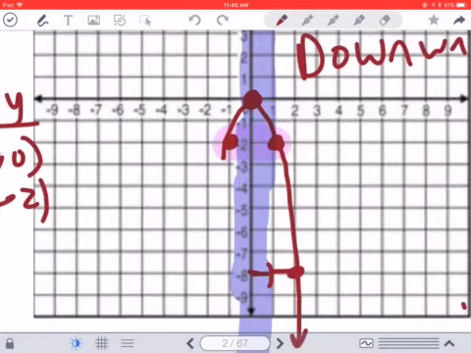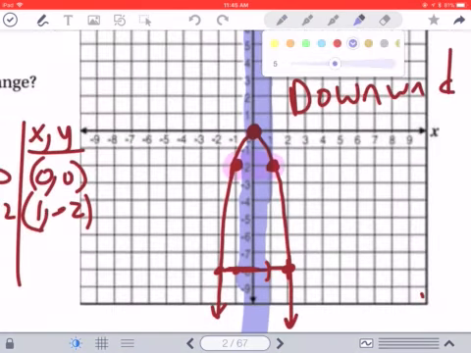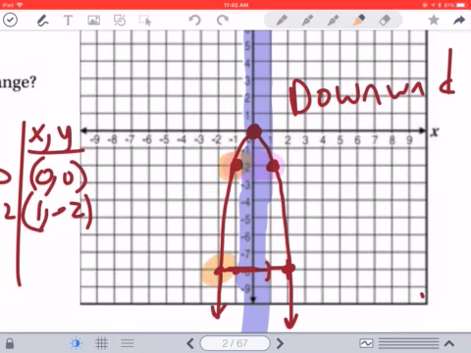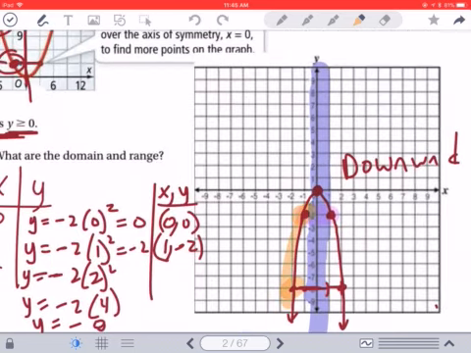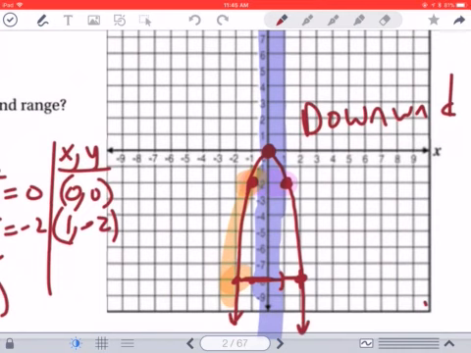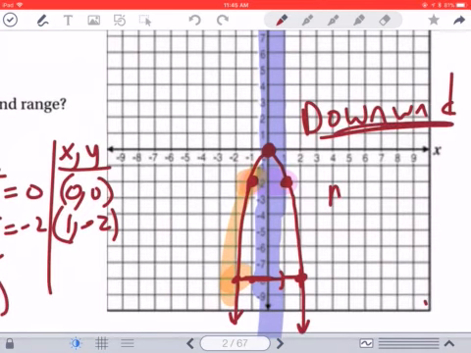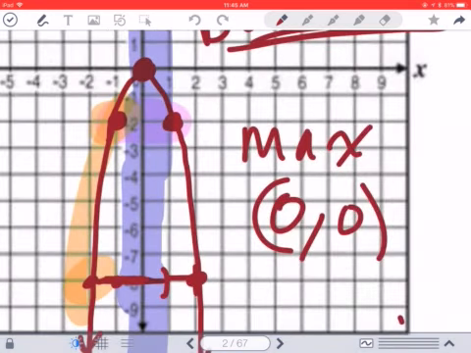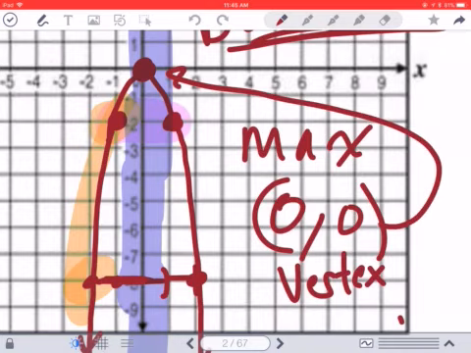This point is 2 away. So I can go 1, 2 away over here. And I can get that point right there. Okay, so to get these points in orange, I just reflect across the axis of symmetry. All right, and a couple things about this. It opens downward, so therefore it has a maximum. And the vertex here is going to be 0, 0. So it's a maximum, and the vertex is 0, 0.